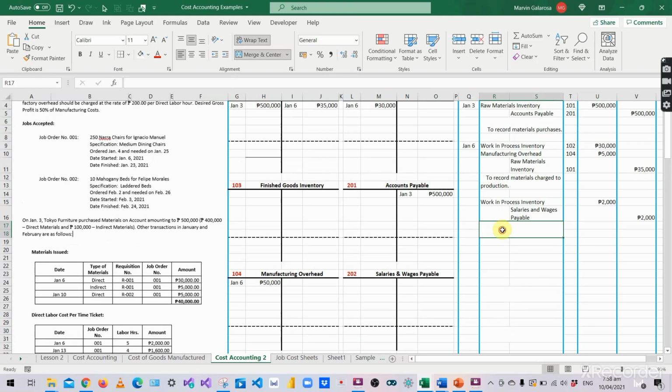Lagyan natin ng description: to record labor costs incurred for job 001.